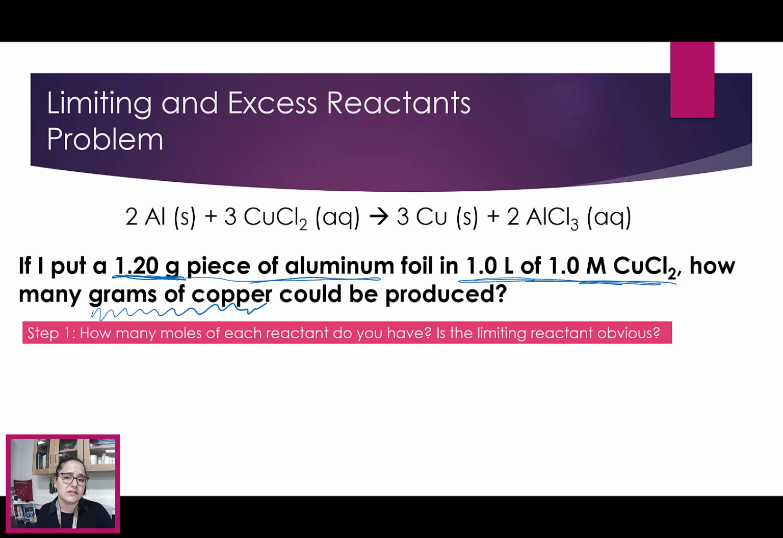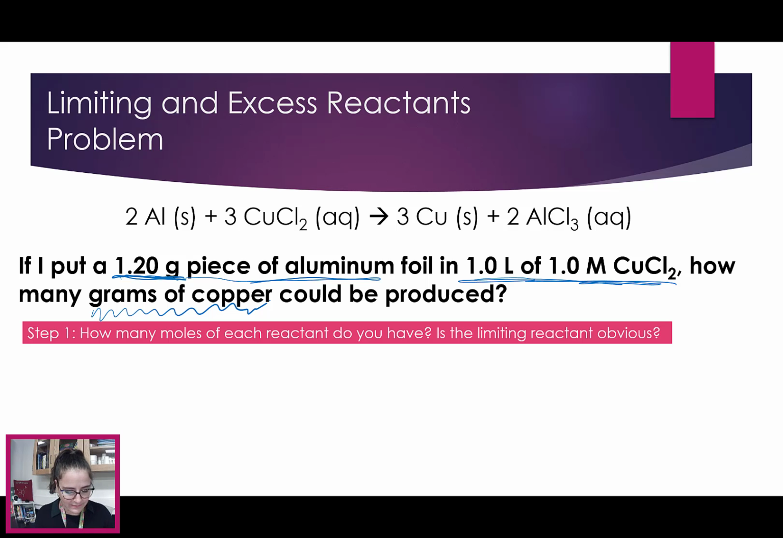So this is a situation where we have two knowns, okay? We have two different ingredients that we know how much we have of. But what we don't know is which one's going to limit how much product we can make, which one's going to limit how many sandwiches we can make. So let's go ahead and figure out how many moles of each reactant we have.